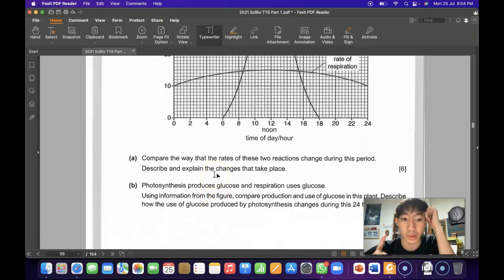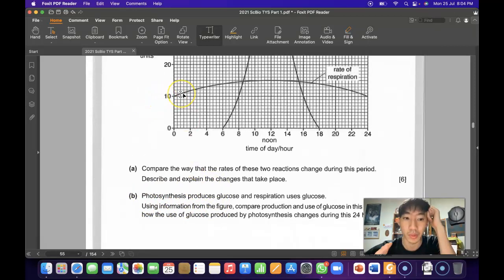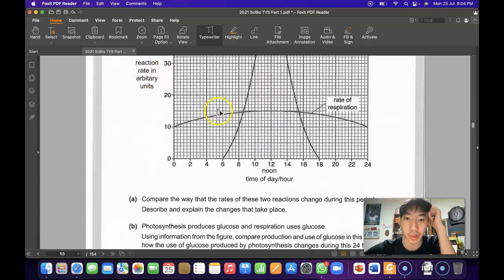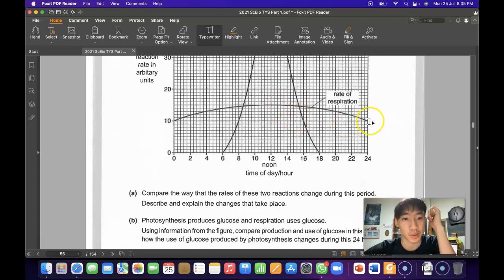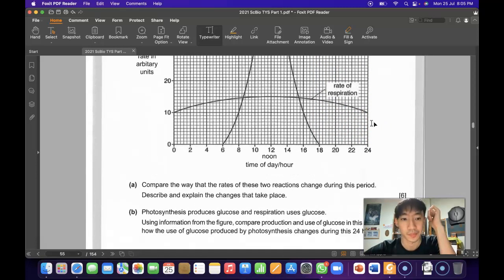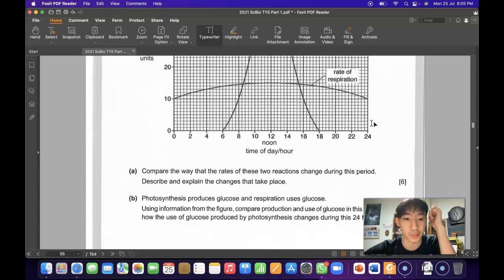Okay, but when it says use information, you've got to quote some data. That means you've got to say what this number is. At noon, what is the rate in arbitrary units? The word arbitrary means it doesn't matter. So you just need to write that the reaction rate is X amount. Of course, you go and see for yourself what the amount is. Then you can say what the reaction rate is at 24 hours. So just give a few pieces of information from the figure, and then you should be good.